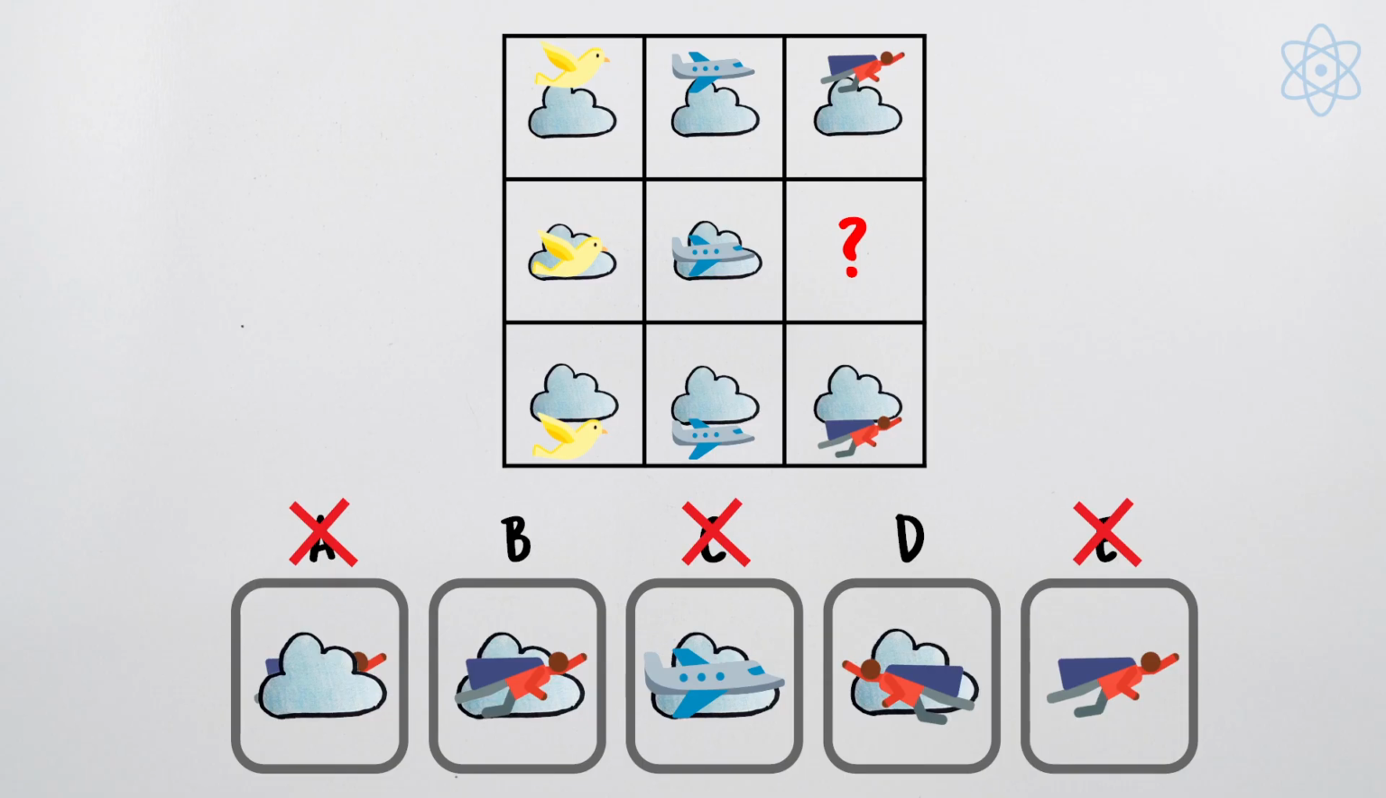Finally, we need to look at the direction of the flying objects, as this is the only difference between B and D. Every flying object in the matrix is facing towards the right hand of the screen, so we can rule out D. The superhero in D is flying in the wrong direction. The correct answer is B. The superhero is flying towards the right, in line with the clouds, just like the other objects in the row. It completes the matrix.